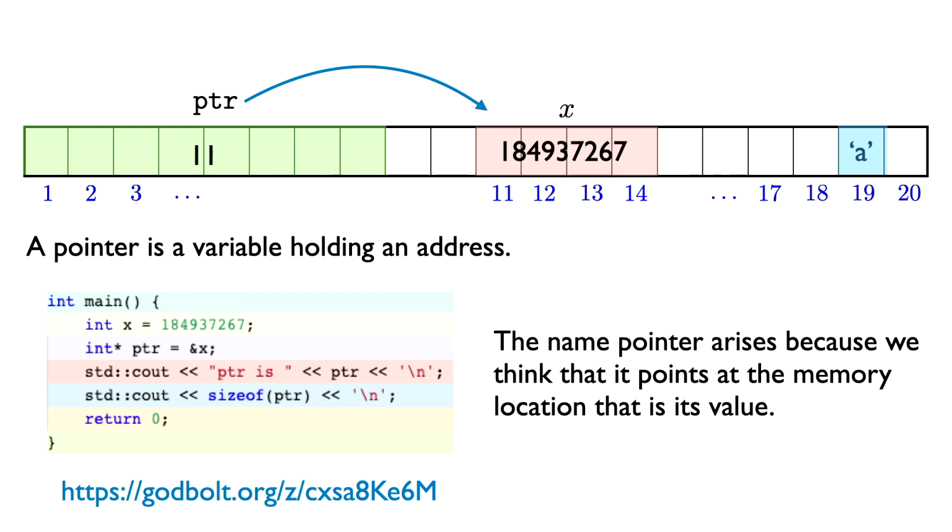So addresses can be long and complicated. So usually we draw pointers pictorially, and this is really where the name pointer comes from. We think about a pointer as pointing at the memory address that is its value. So in this case, pointer points to the first cell of x. So pointer has the value, in our picture above, 11. That's the address of x, and we can pictorially represent it as the pointer pointing to the first cell of x.